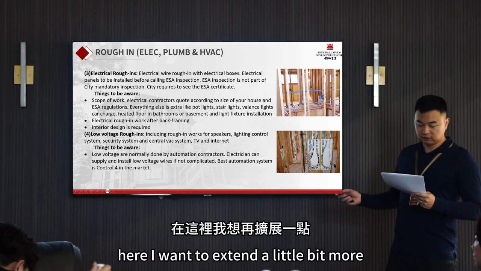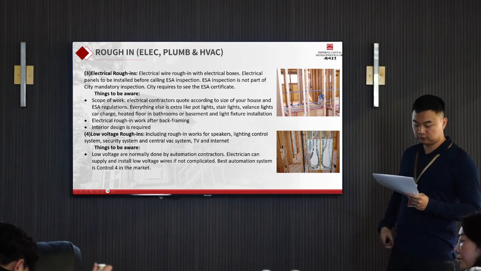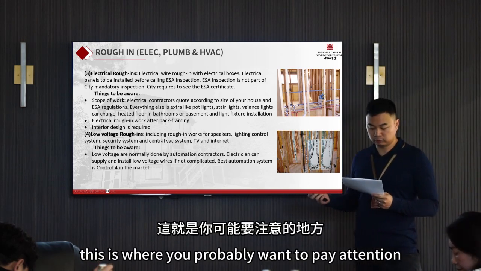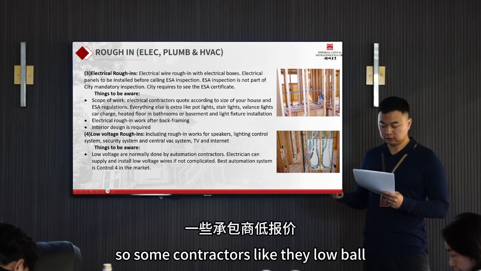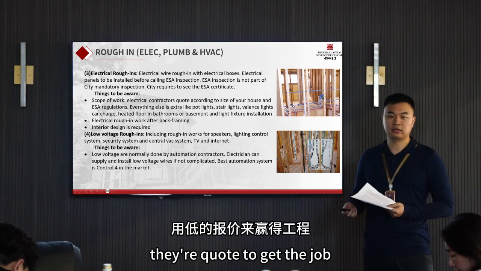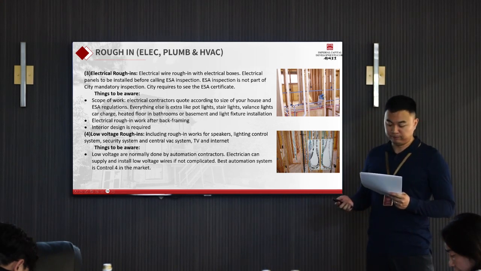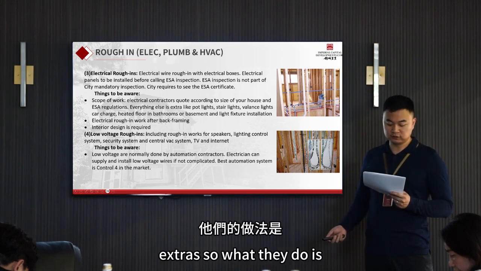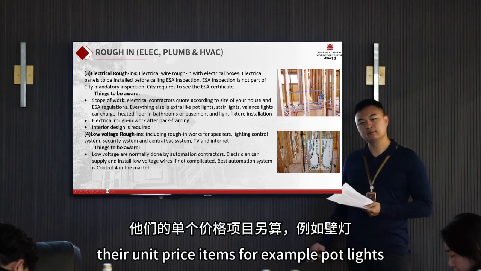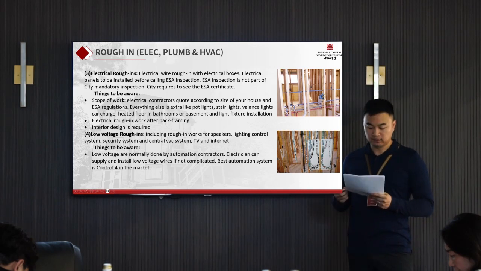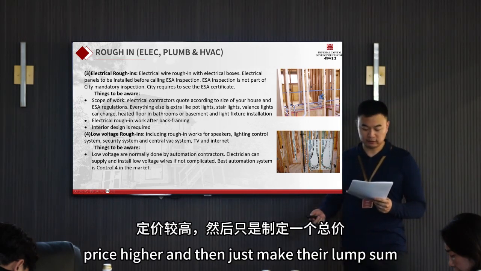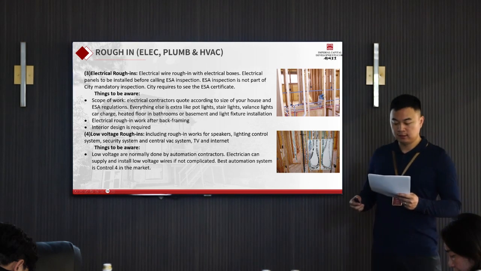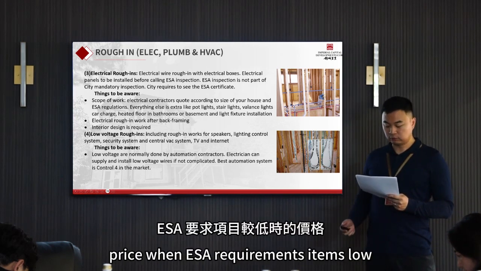Here I want to expand a little bit more. This is where you probably want to pay attention. Some contractors lowball their quote to get the job, and they will make all their money on the extras. What they tend to do is make their unit price items, for example pot lights, priced higher, and then make their lump sum price, like the ESA requirements items, low.